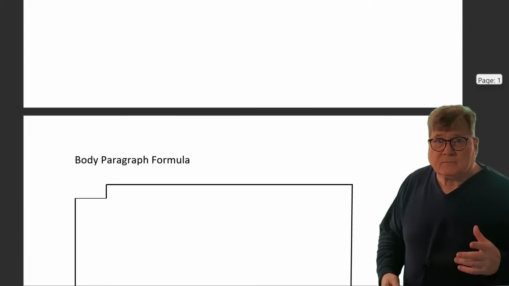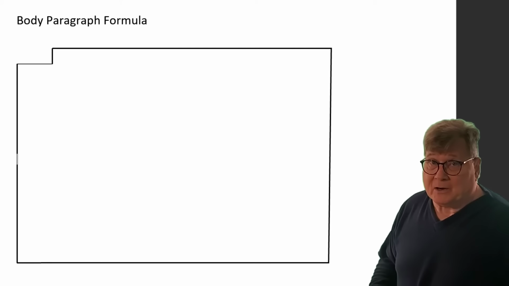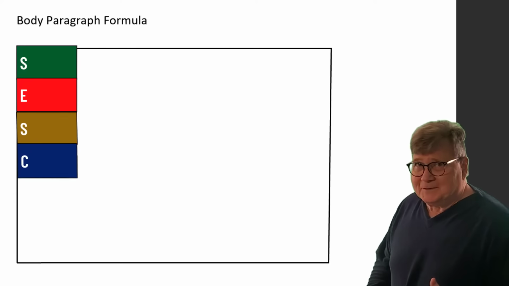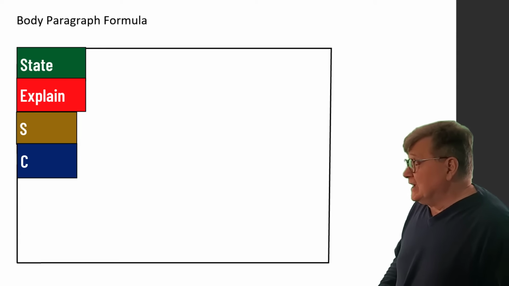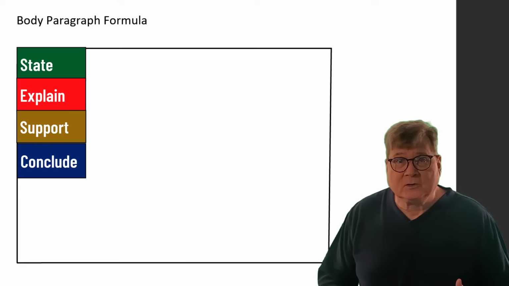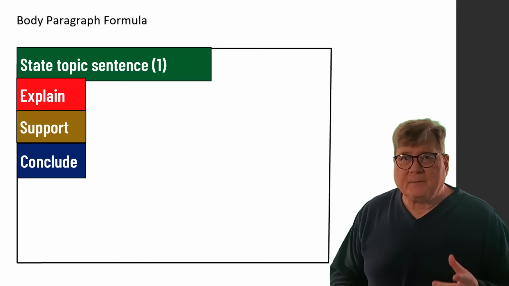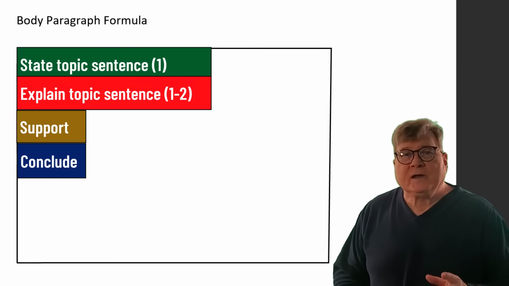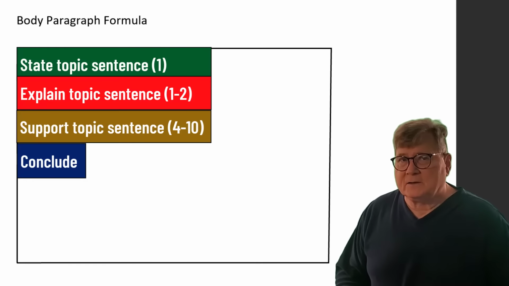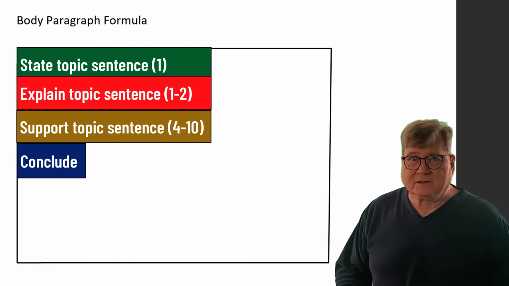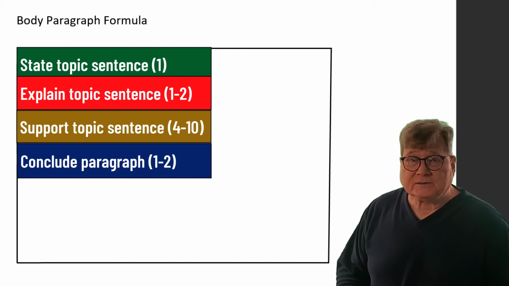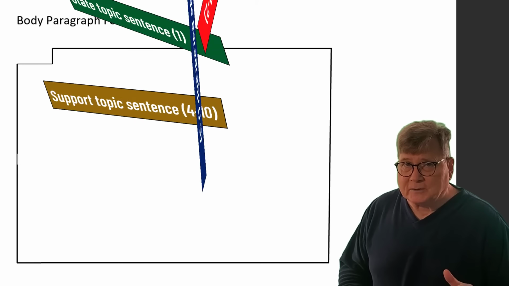Now, for the second formula, we're going to take a look at body paragraphs. And that formula is SESC, which stands for state, explain, support, conclude. What do you state, explain, support, and conclude? You state the paragraph's topic sentence in one sentence. You explain the topic sentence in 1 to 2 sentences. You support the topic sentence in 4 to 10 sentences. Then you conclude the paragraph by referring back to the topic sentence in 1 to 2 sentences. That's the formula. Let's take a look.